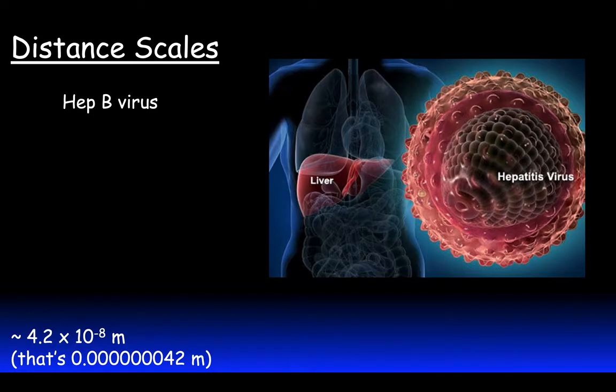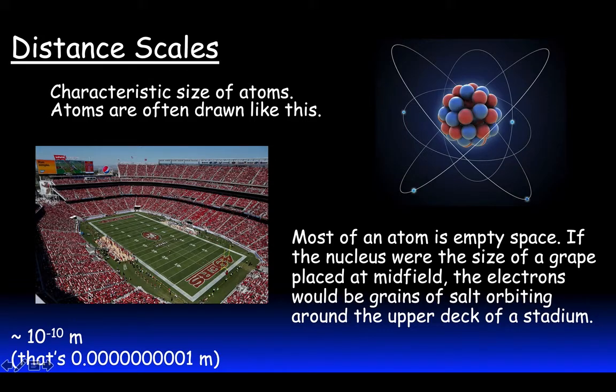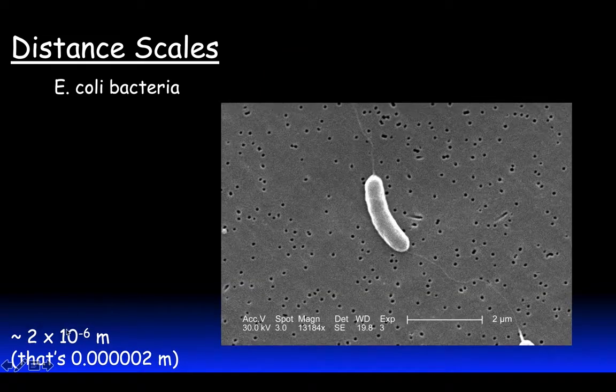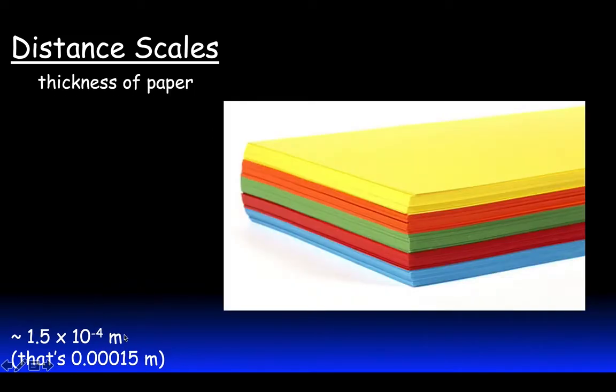Now, if we increase by a factor of 100 times bigger, from 10 to the negative 10 to 10 to the negative 8, then we are looking at the typical sizes of some viruses. And if I go from 10 to the negative 8 meters across to 10 to the negative 6 meters across, I'm looking at the typical size of some bacteria. If I increase that from 10 to the negative 6 to 10 to the negative 4, then I'm talking about the characteristic thickness of paper.